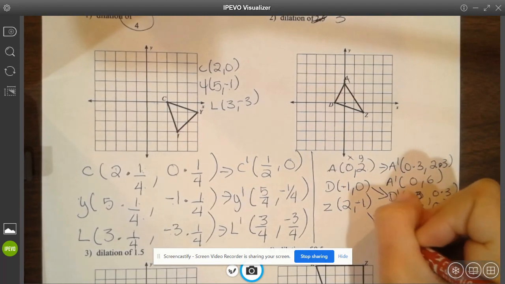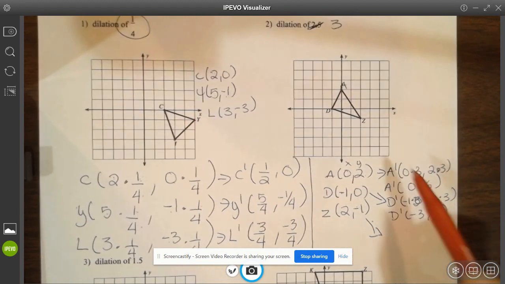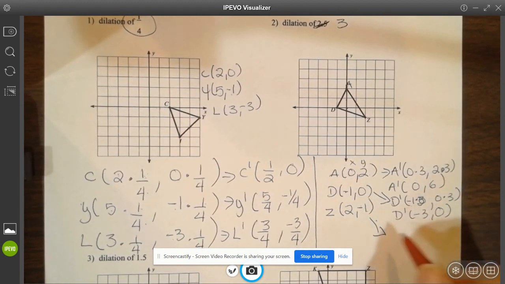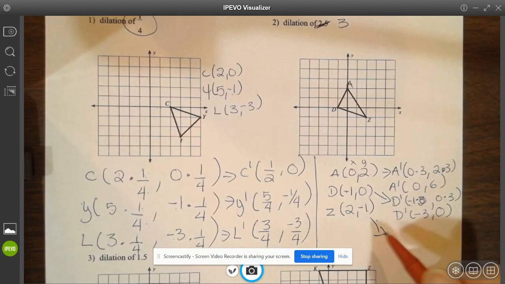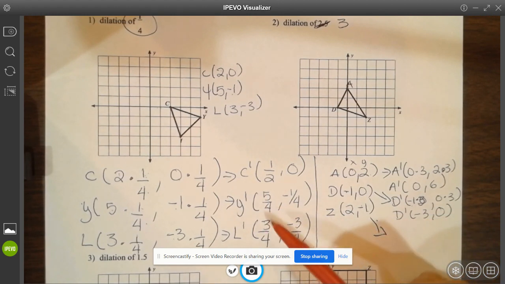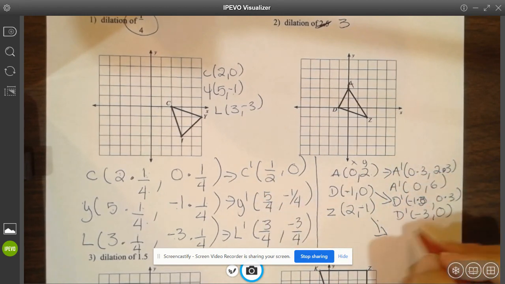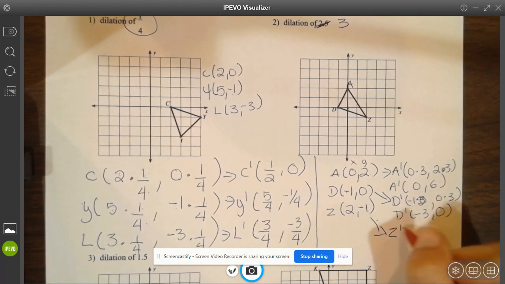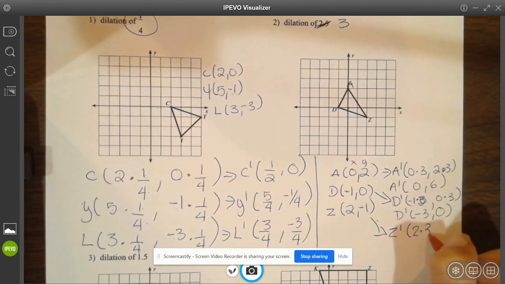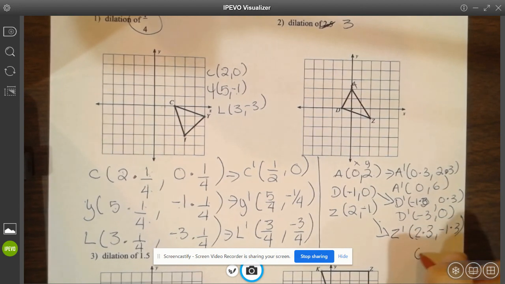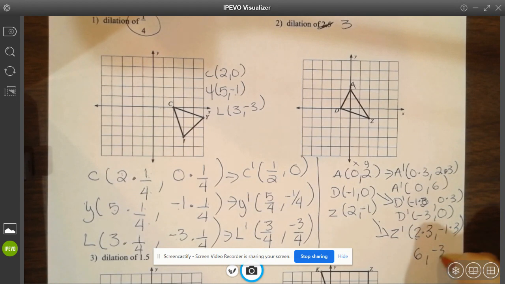You're just multiplying each of them. So both x and y are going to be multiplied by that scale factor. And if you're multiplying by a fraction, then you're dividing, right? All right. You can use a calculator too. My Z is 2 times 3 and negative 1 times 3. 2 times 3 is 6, and negative 1 times 3 is negative 3, and that's my new point right here.